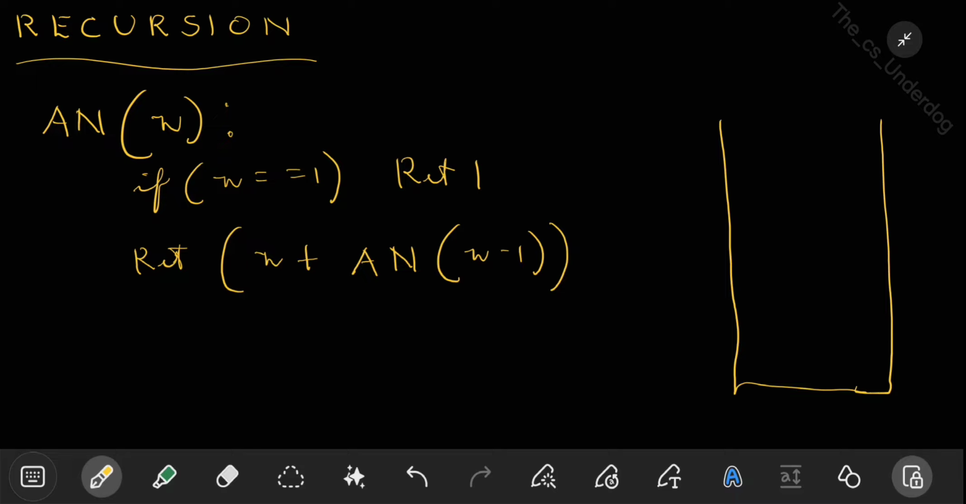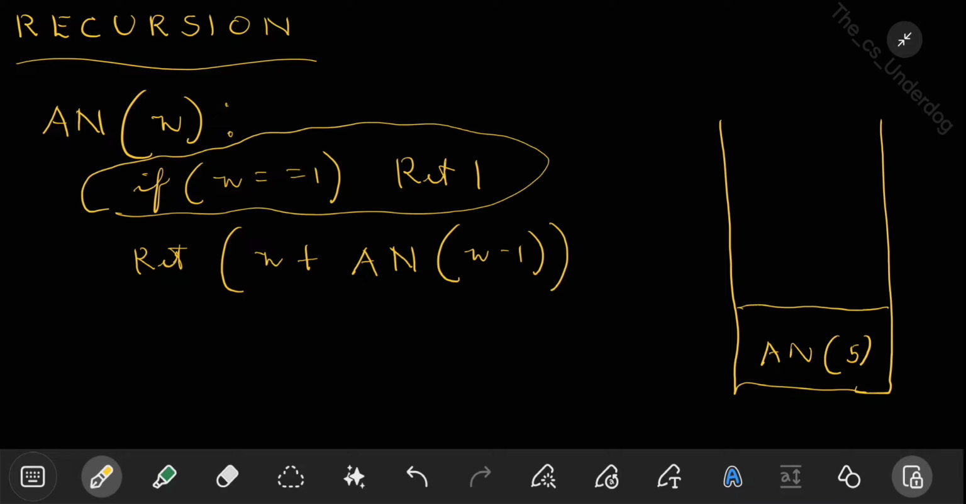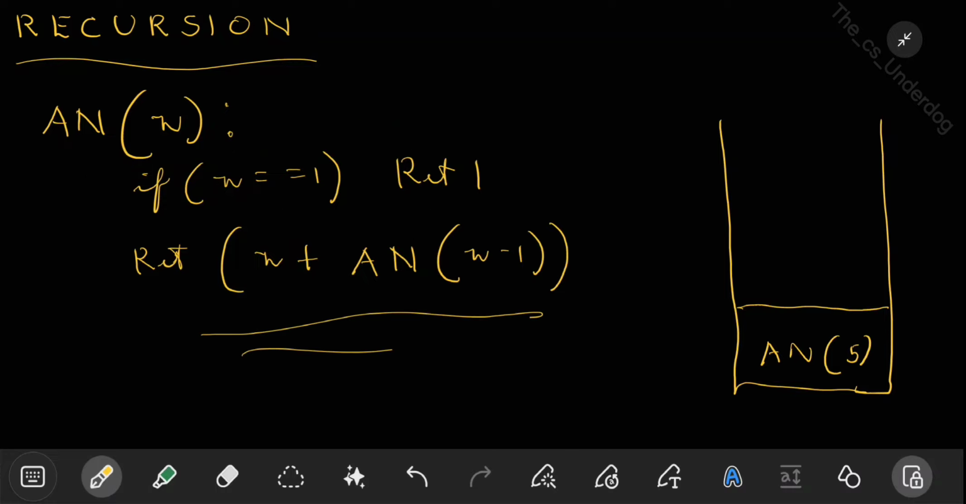So let us try this. I want to take sum of n numbers. So add numbers of 5. So how will I add 5 numbers? Recursively, what I'm doing, I'm checking whether n equal to 1. In case n equal to 1, I have to return 1. N is not equal to 1 here. So what will I do? I'll do n plus add numbers n minus 1. So 5 plus add numbers of 4.